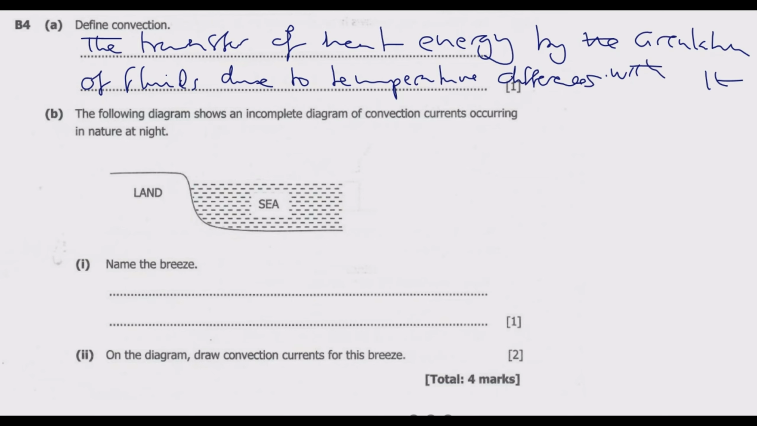So what should be noted is basically that convection requires a medium to take place. So without the medium, convection will not take place. That's why convection does not occur in a vacuum, because in the vacuum there are no particles. So that should also be taken note of.